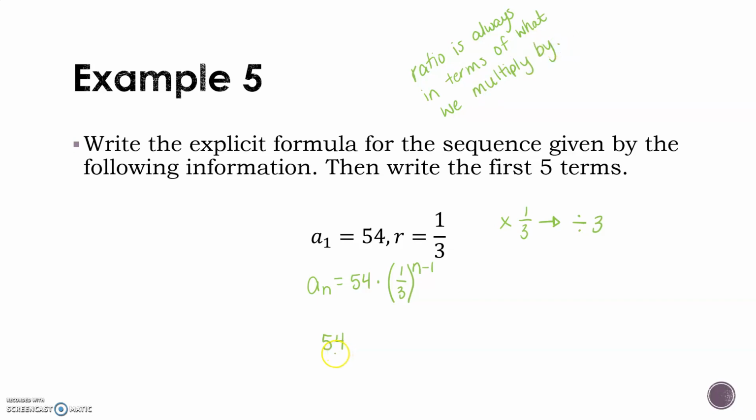So I've got 54. My next term will be 54 times 1/3, or 54 divided by 3, either one. That would give us 18. Divide by 3 again, that would give us 6. Divide by 3 again, that would give us 2. And then I'm going to start to get to some fractions. I'm going to have 2/3. And that's okay. Just leave it as a fraction. Fractions are your friend. But yeah, so this is geometric sequences.